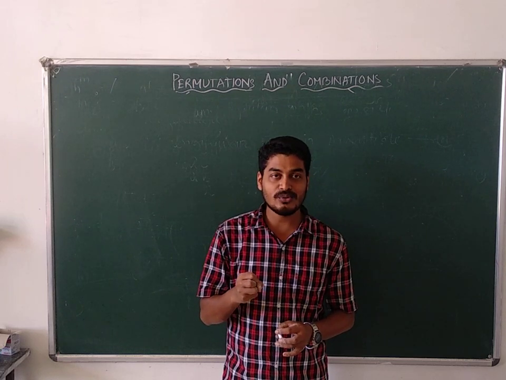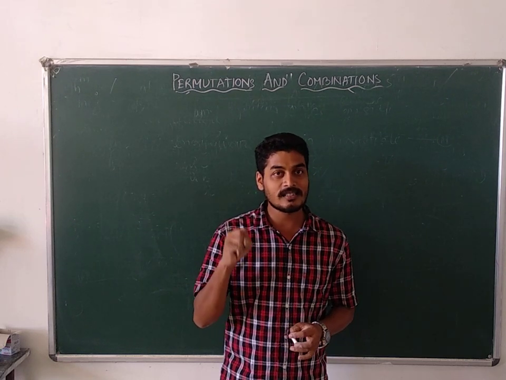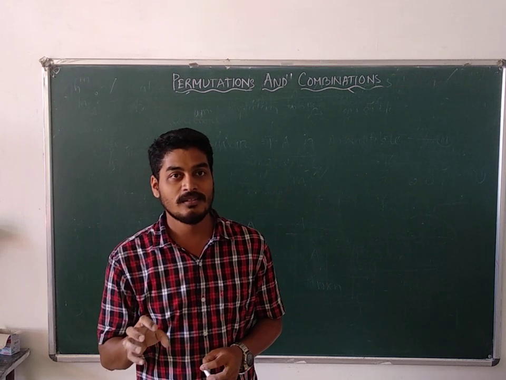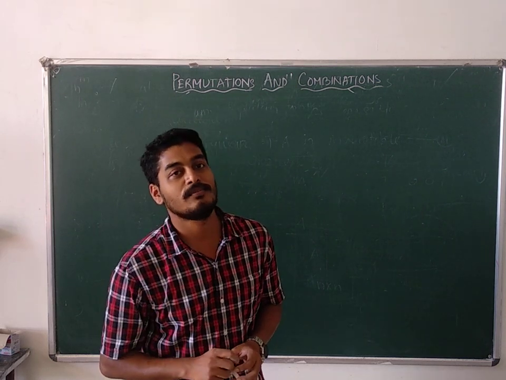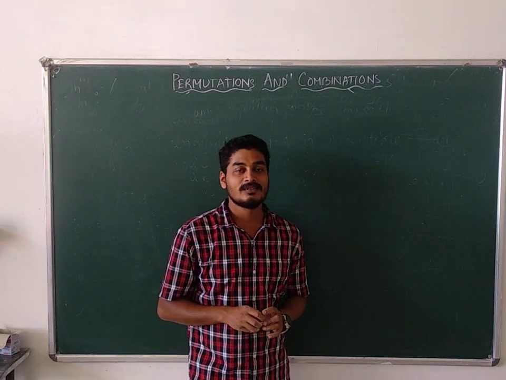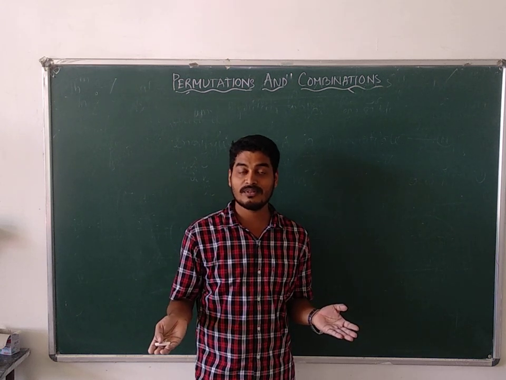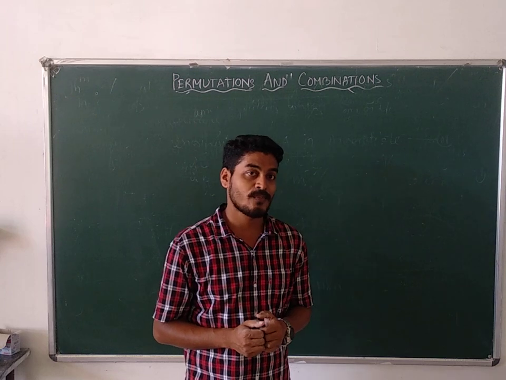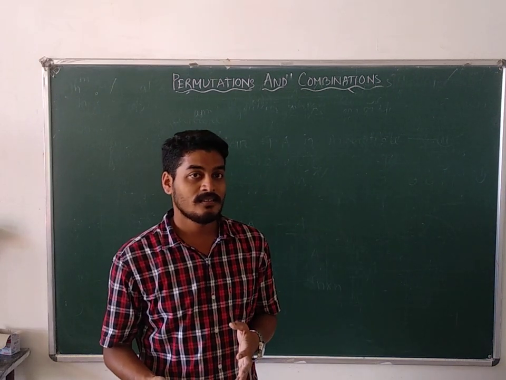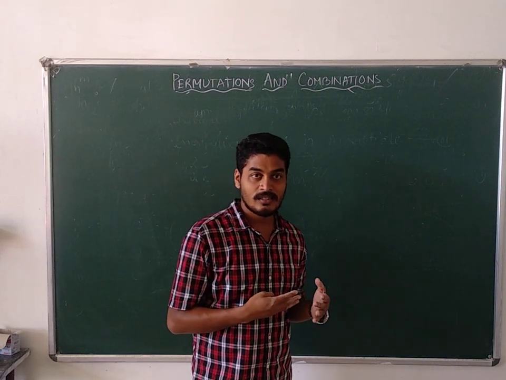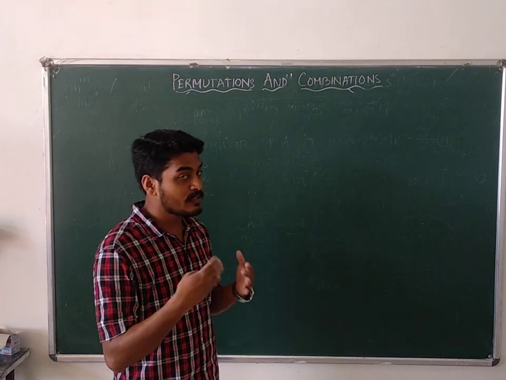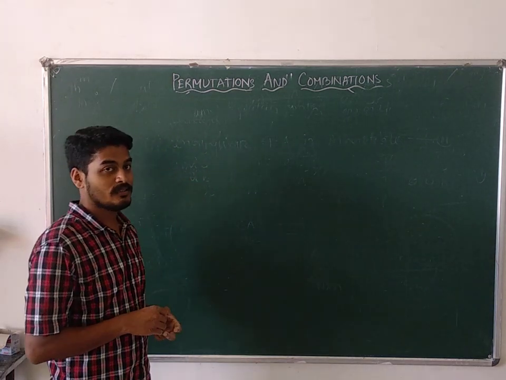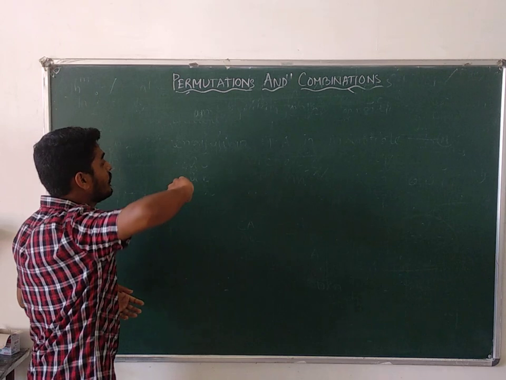So I am going to discuss one principle. This is the basic principle of permutation and combination. It is known as the fundamental principle of counting. Let's have a look at what it is. I am going to explain it by considering an example. I hope you will get my point.